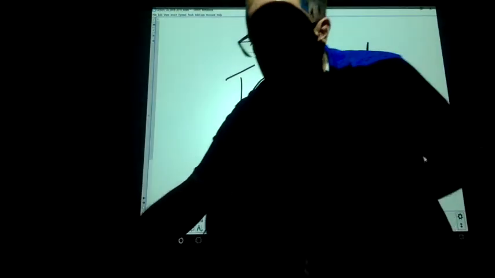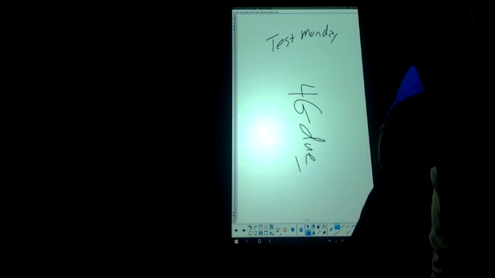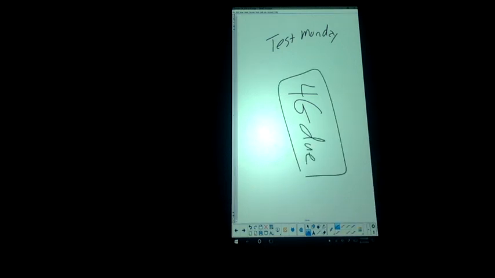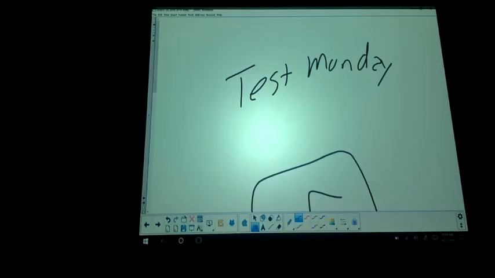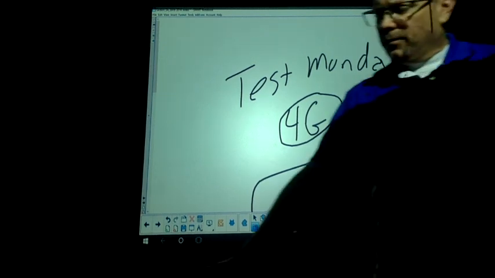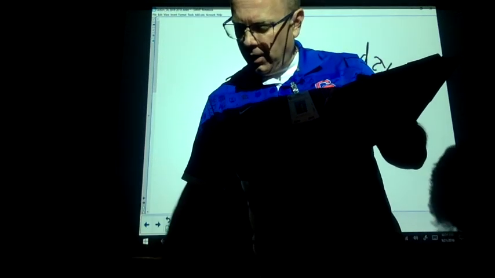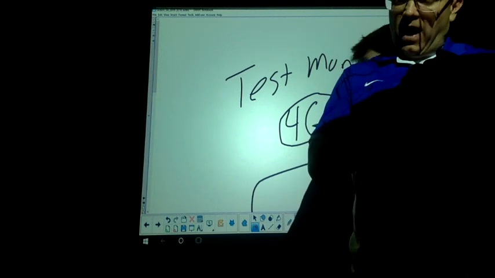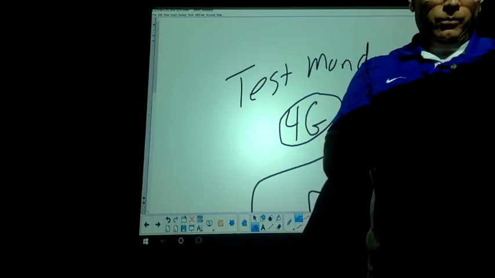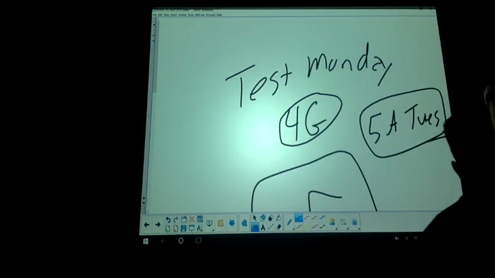4G is due Monday. Just fold the corners. All right. And then 5A is due Tuesday. Got it? If you have a question on the review, what do you need to do? Text me a picture of it.